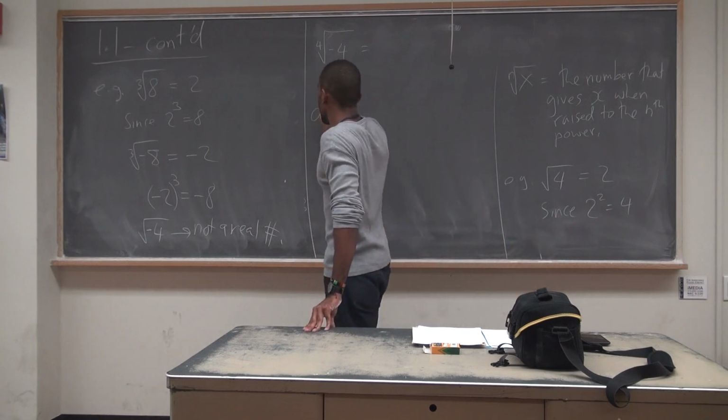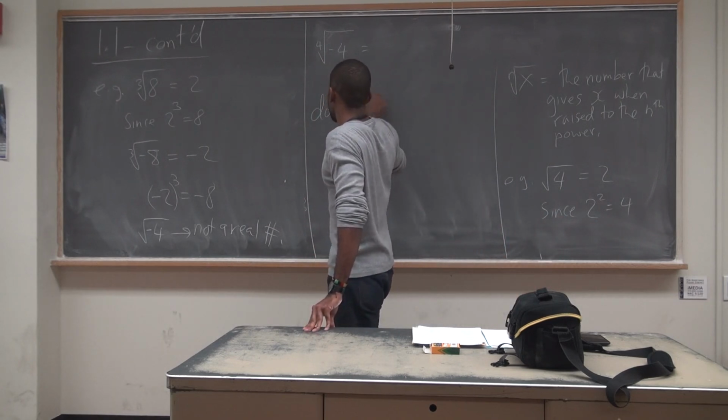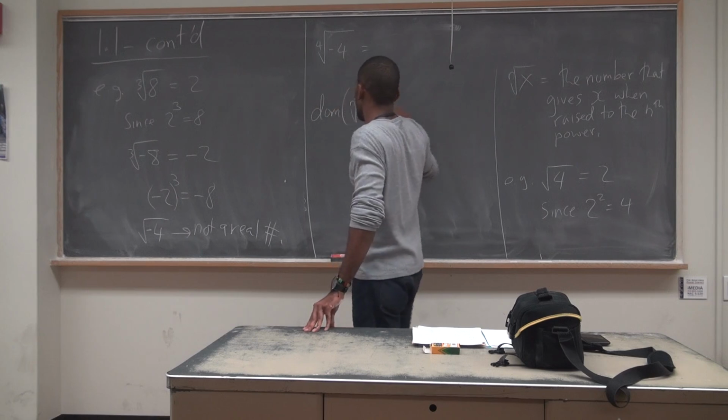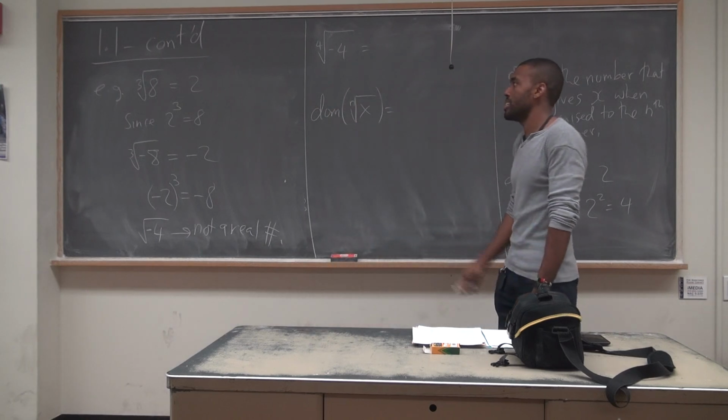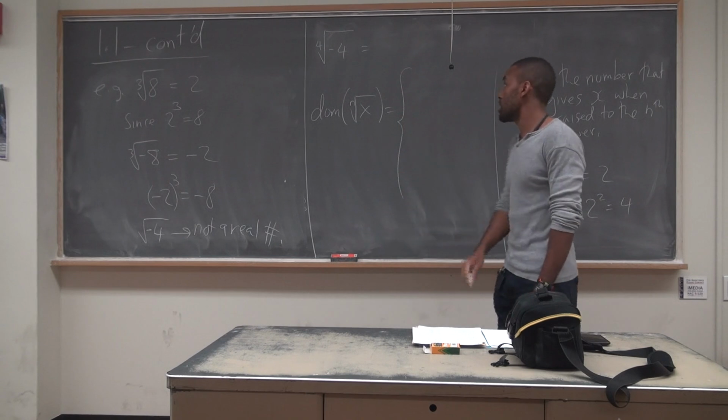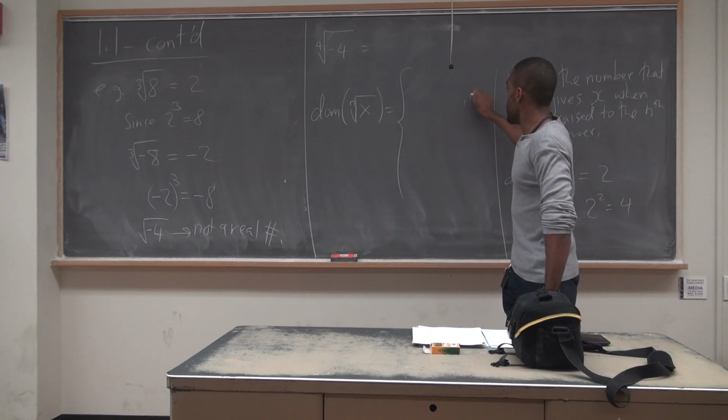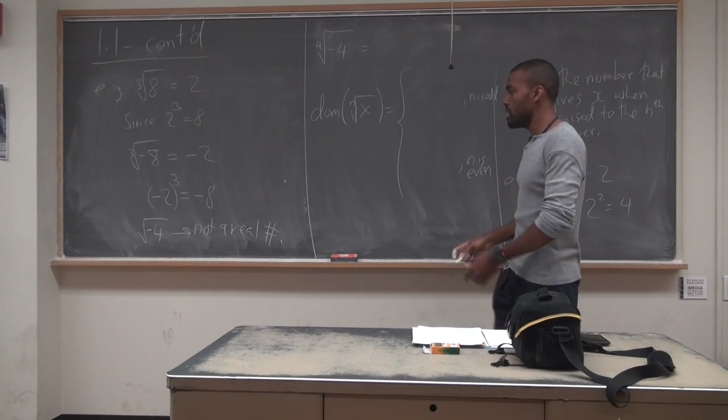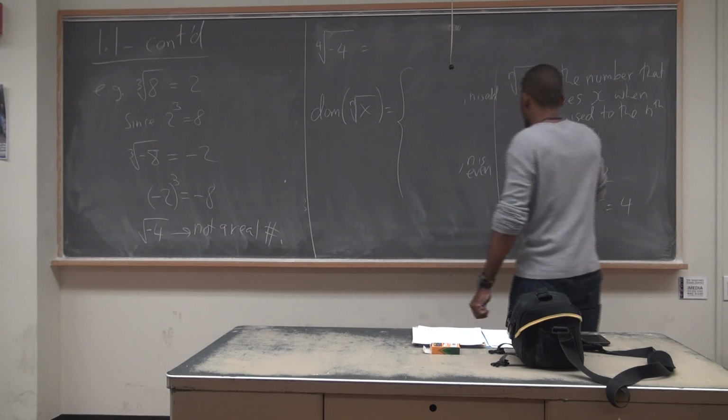Okay, so now, with that in mind, what if I ask you, what is the domain of this function? What would you tell me? Well, it depends. If your n is odd, it will give you a different answer from if your n is even. Because when you're raising to an even power, you kill negatives. If you're raising to an odd power, you don't.